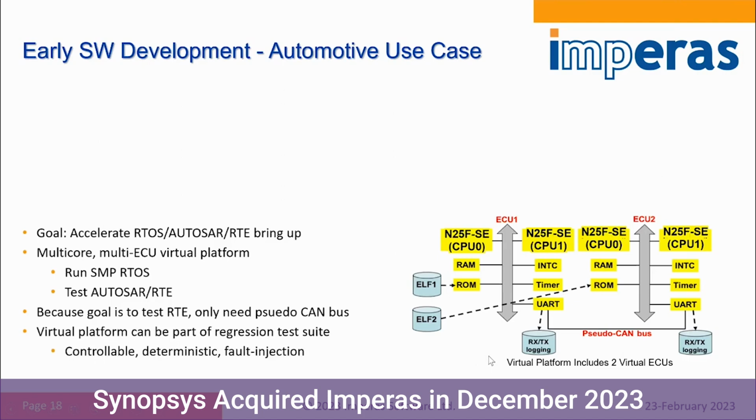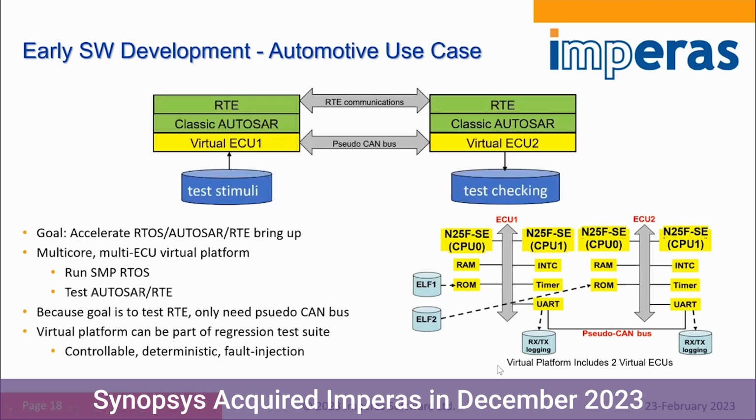The virtual platform can be part of your regression test suite because compared to hardware, it's much more controllable and deterministic. And in safety critical systems such as automotive, fault injection is important, and it's easy to do in a virtual platform. So putting these together, this is what the testing would look like. Test stimuli would be pumped in from virtual ECU1 on this side, and then the test is extracted on the other ECU, and the checking is done on that side.